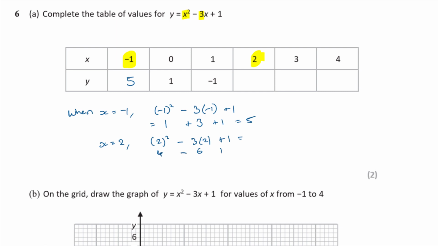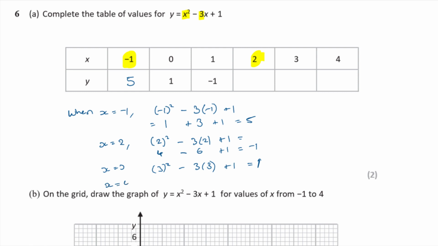Minus 6 plus 1, and that's going to come to minus 1. Okay, when x is 3, what have I got? I've got 3 squared minus 3 lots of 3 plus 1. So 3 squared is 9. 9 minus 9, that's just going to be 1 in the end, isn't it? Because the 9s are going to cancel out. I'm just going to get 1.